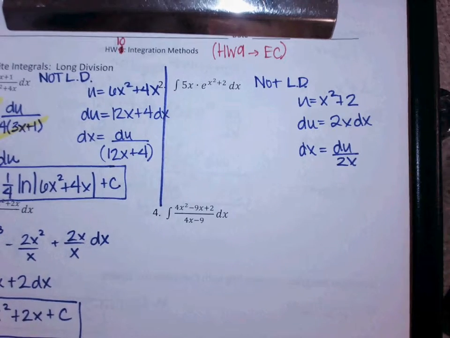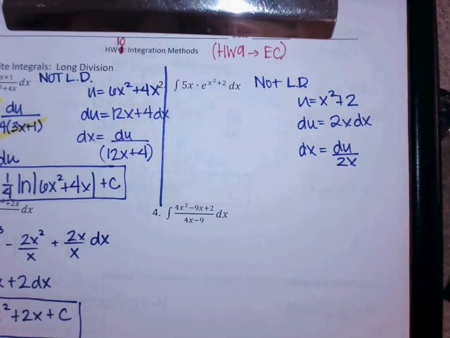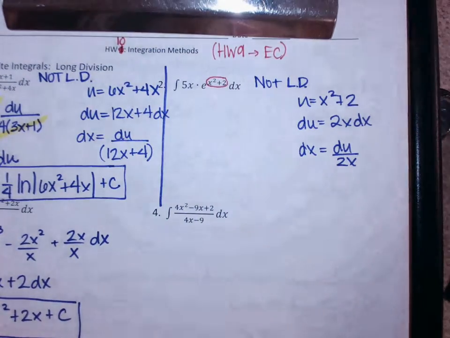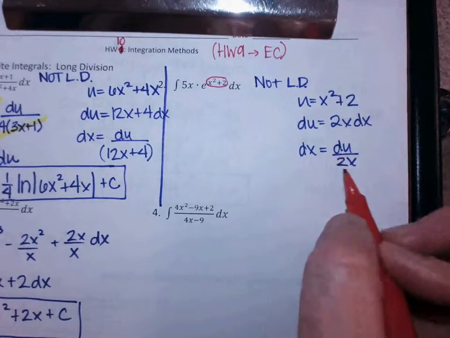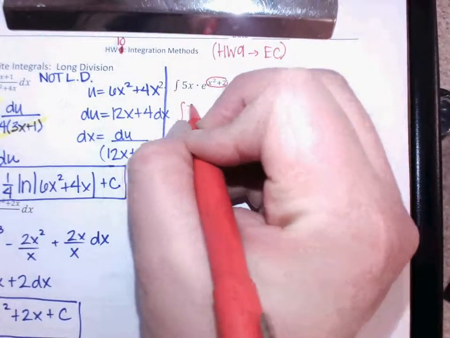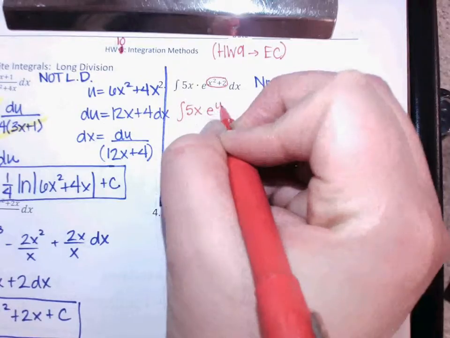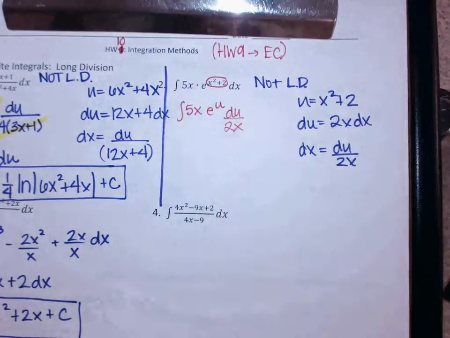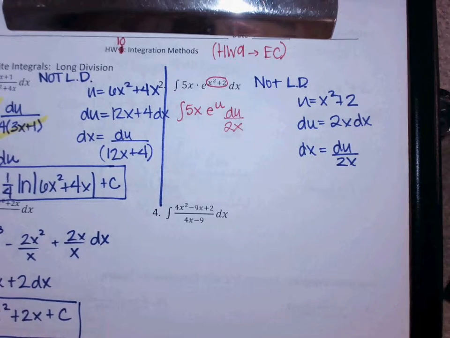Okay, you can look up if you need to see the u substitution part. The u is going to be the exponent, which makes du just 2x. So dx is going to be du over 2x. So this is your integral now: 5x e to the u, and then du over 2x. Now remember, it's nice when the numbers cross out or simplify, but if they don't, you're just pulling out a fraction instead of a whole number.